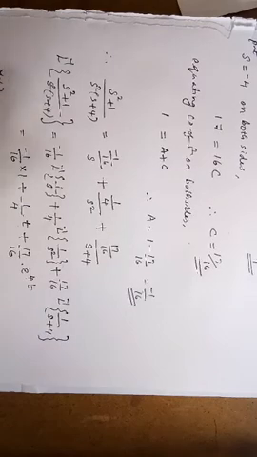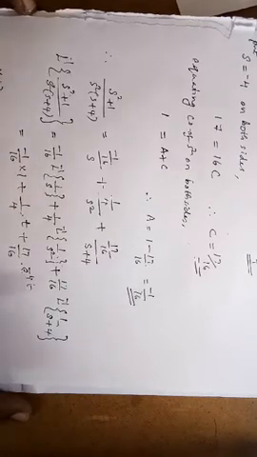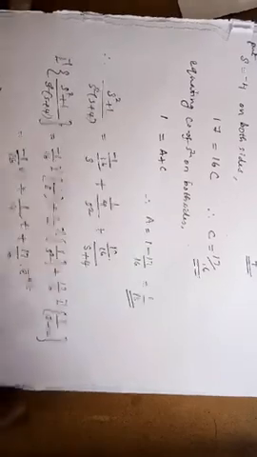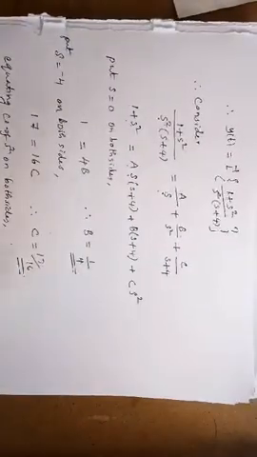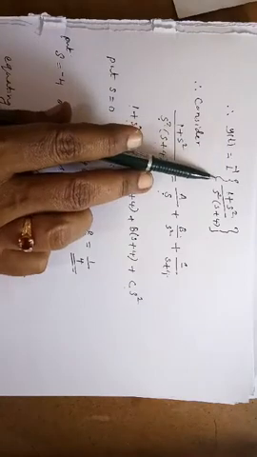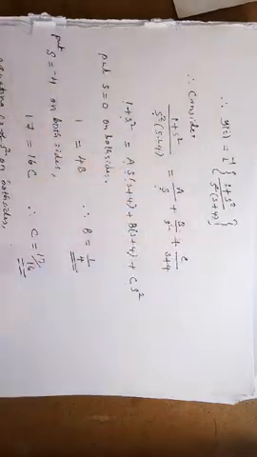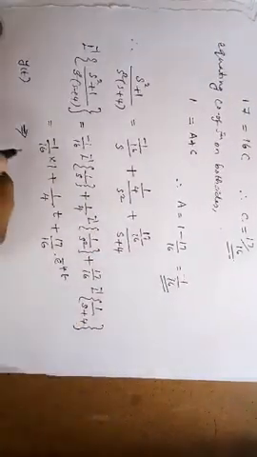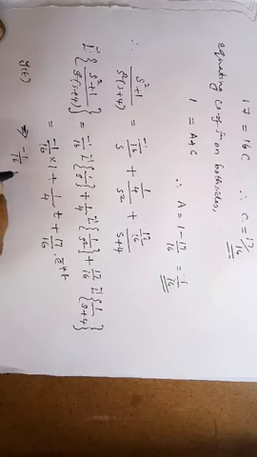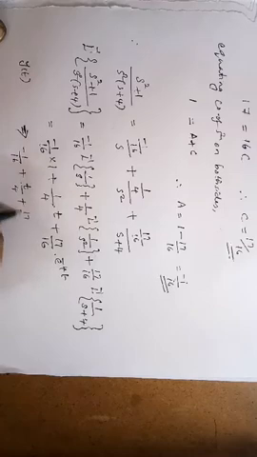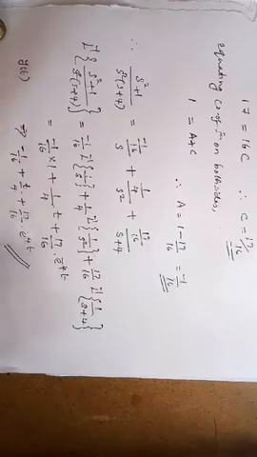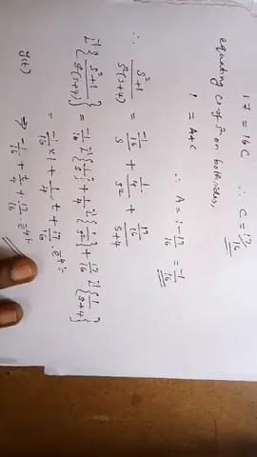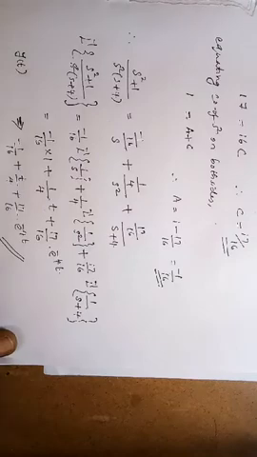Y of t equals, as we already wrote in the starting problem, y of t equals L inverse of (1 plus s square) by s square into (s plus 4), and we found y of t as minus 1 by 16 plus t by 4 plus 17 by 16 into e raised to minus 4t. Clear? So these are the steps involved for finding the inverse. I will give you one more problem.